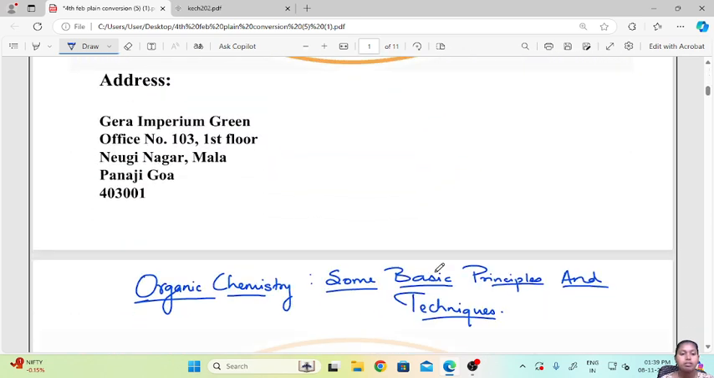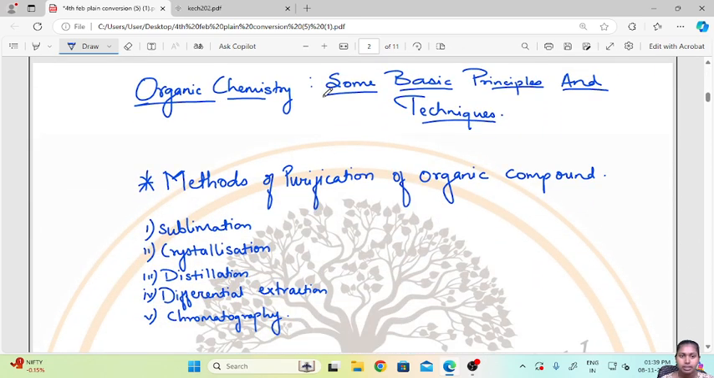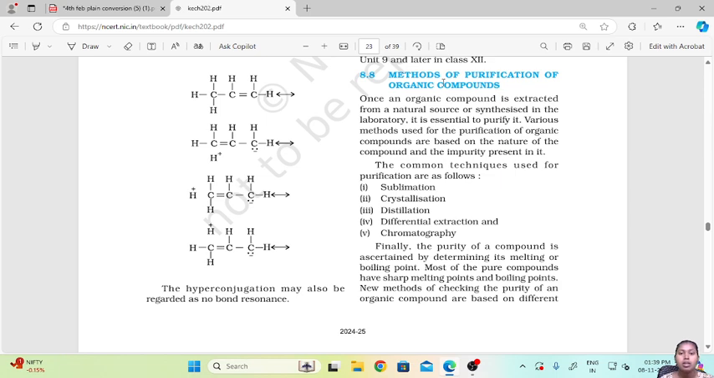So today we'll continue with the chapter Organic Chemistry, some basic principles and techniques. Now in today's video we will continue with the part of methods of purification of organic compounds. In this we have 5 different methods: sublimation, crystallization, distillation, differential extraction and chromatography. And these are the 5 techniques which are used to purify organic compounds. Now, methods of purification of organic compounds.